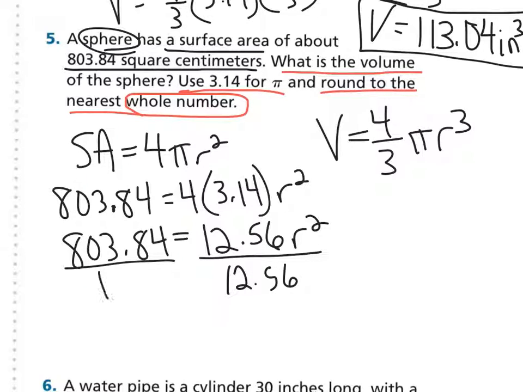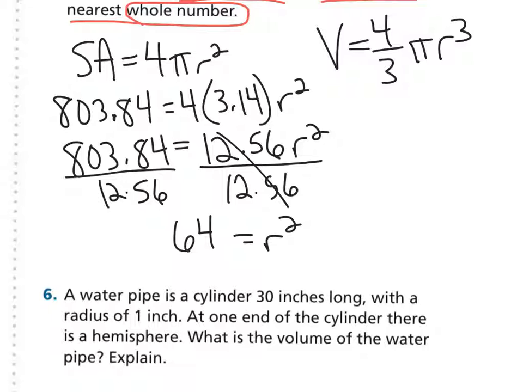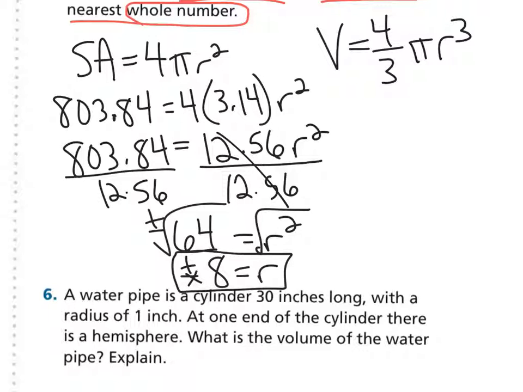At that point, to try and get the r squared by itself, they're multiplying, so we can divide by 12.56 to get that to cancel out. And when you divide that out, you should get 64. So this is looking pretty good all of a sudden. Then r is being squared, so we need to take the square root of 64. Square root of 64 is 8. We put plus or minus there, technically, is what we should do, even though we can't have a negative radius, we'll cancel out the negative. Okay, so our radius is 8.